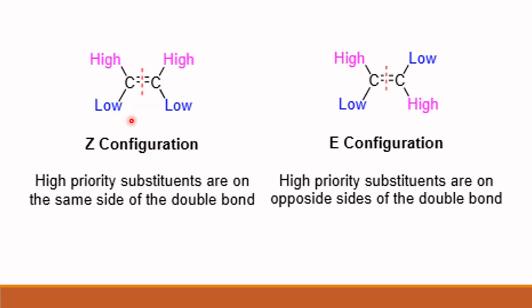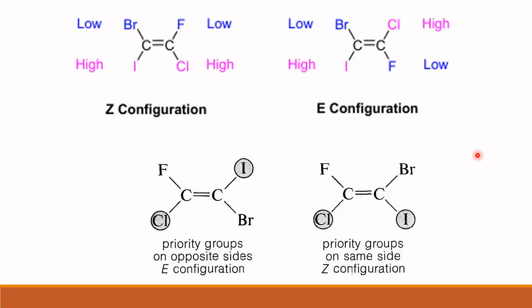Example: in this compound, this is the carbon-carbon double bond, and this carbon has two groups. First, find out the priority of the groups. So, if this is the highest priority group and this is the lowest priority group, and for the second carbon atom, this is the highest priority and this is the low priority. If the higher priority groups are on the same side of the double bond, then the configuration is Z. In this example, the highest priority groups are on opposite sides of the double bond, so the configuration is E.